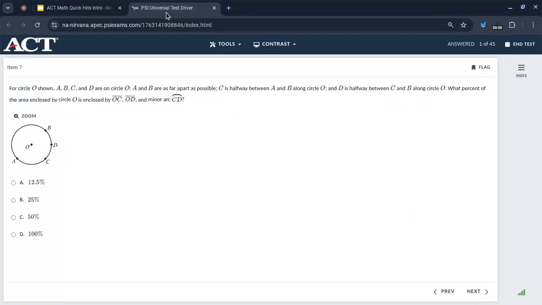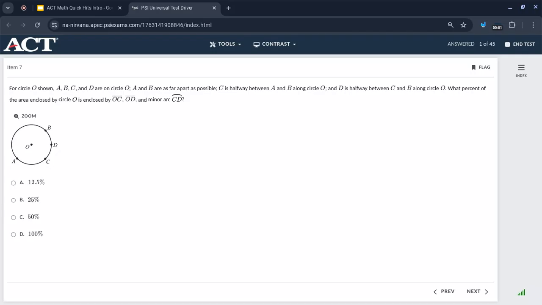All right, so we have a circle here, and reading through this one is awful, but here we go. So we have circle O, and we got some other dots, A, B, C, and D on the circle. It tells us A and B are as far apart as possible. So that means they had to be a diameter because that's the furthest apart they could be. I don't know why it can't just tell us a diameter. I guess obviously just looking for a little extra understanding there.